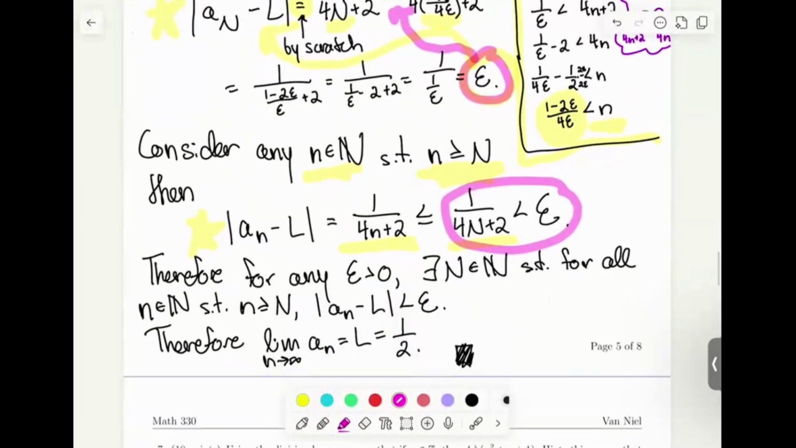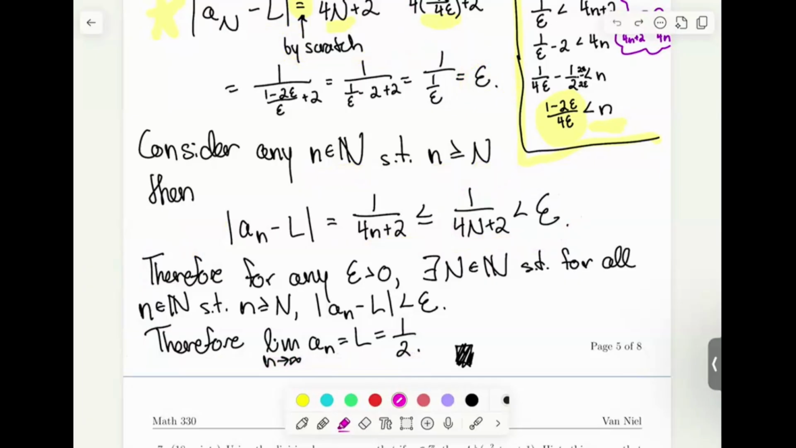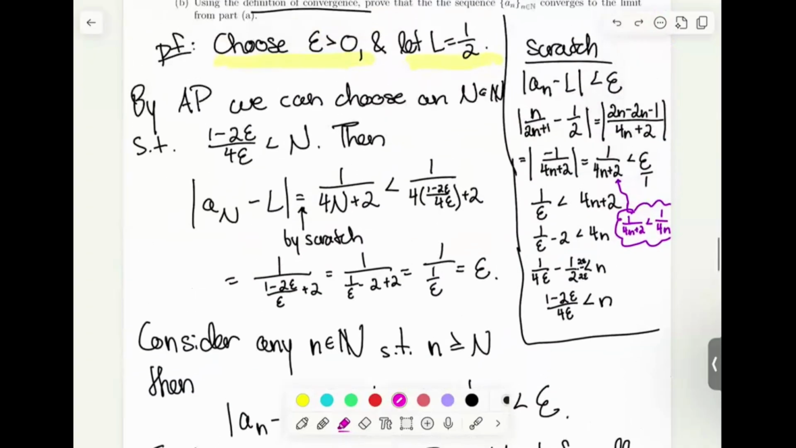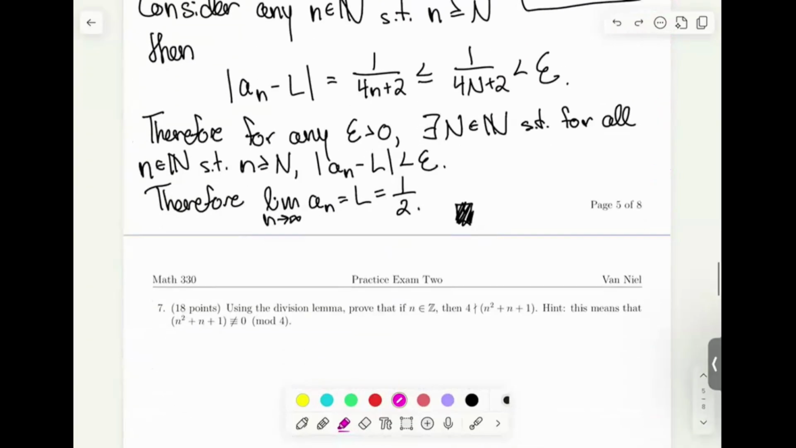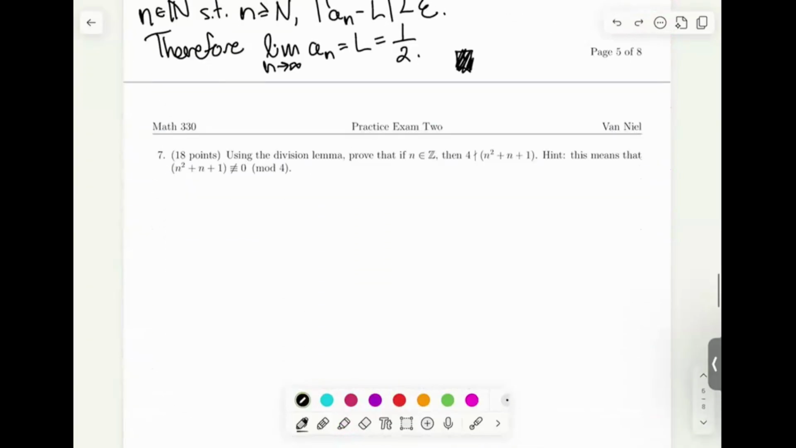And so then I state the definition of convergence. And then I say my conclusion. Okay. On to the next.